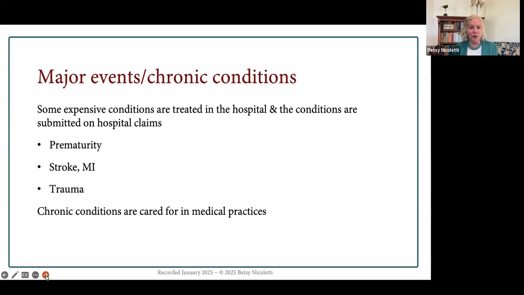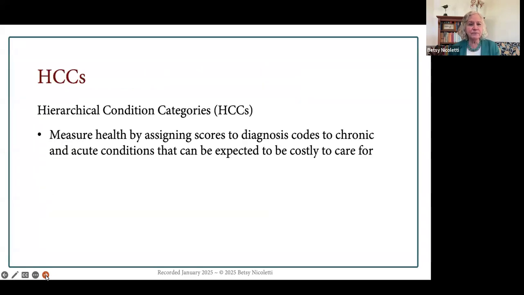But if you have patients who don't go in the hospital, which we hope, we don't have all our patients go in the hospital every year, then the chronic conditions that are cared for in the medical practice make a huge difference in the risk score of your patients.